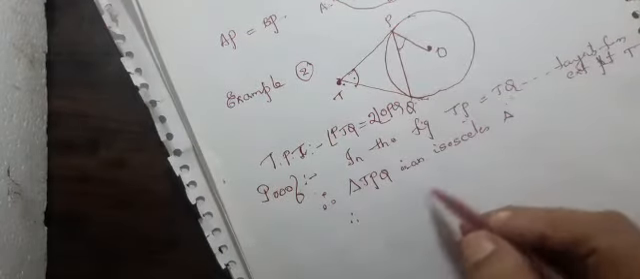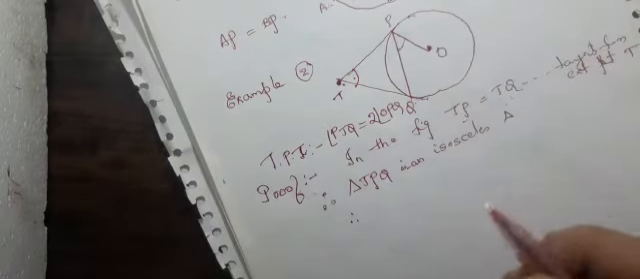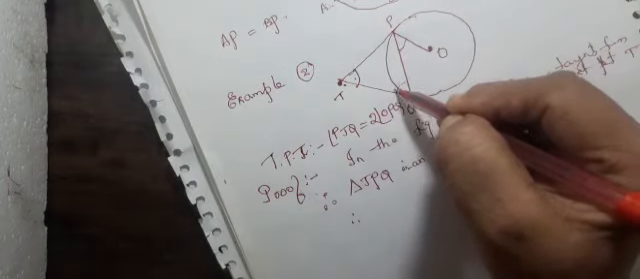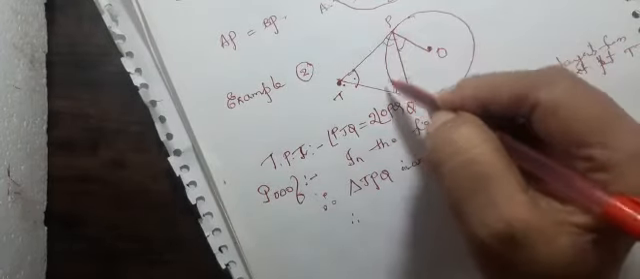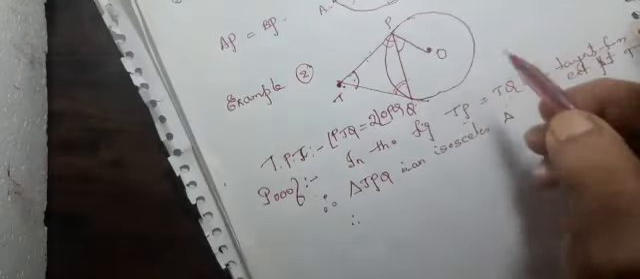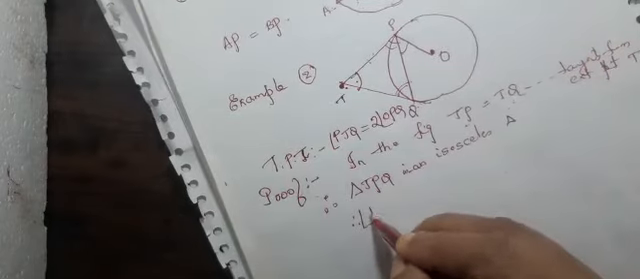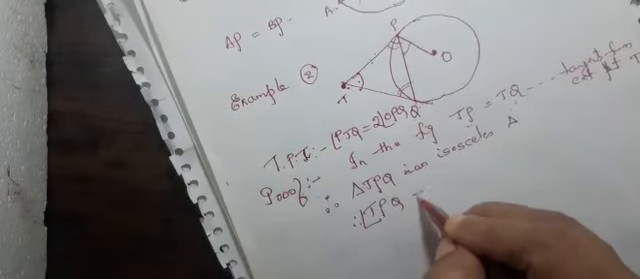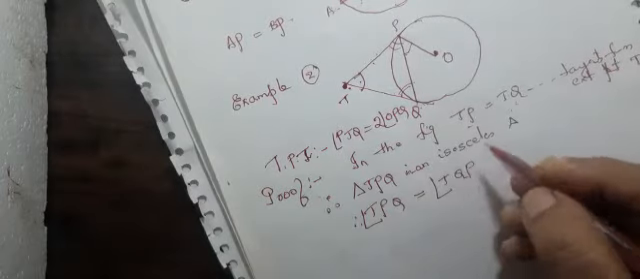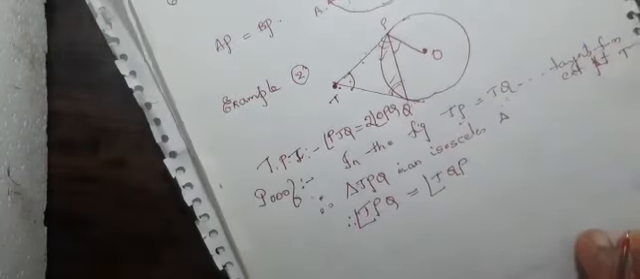Now, since it is an isosceles triangle, one more thing happens. Its base angles also will be equal, or the angles opposite to the equal sides will be equal. You have learnt this in 8th and 9th, I think so. So I am going to write here angle TPQ is equal to angle TQP. These two angles will be equal because it is an isosceles triangle.